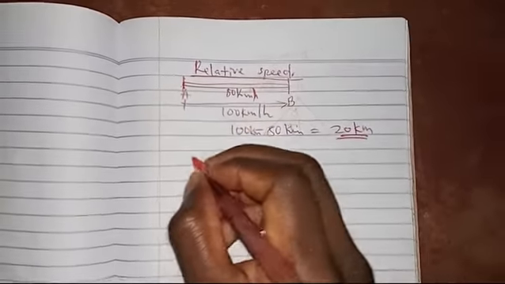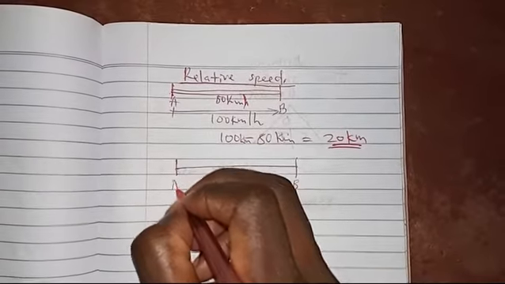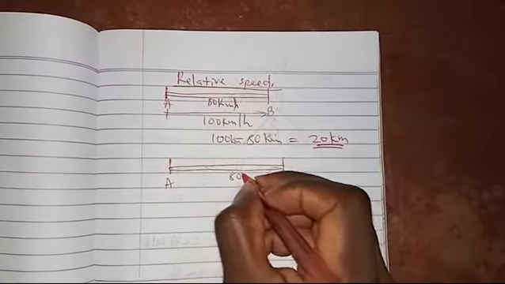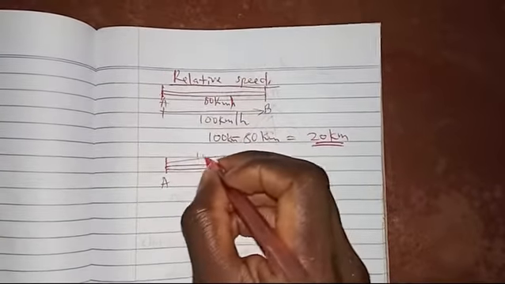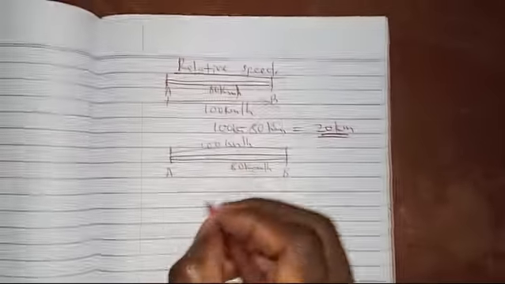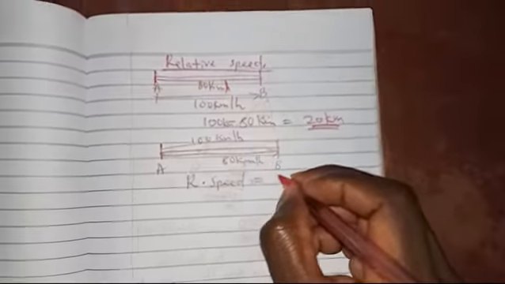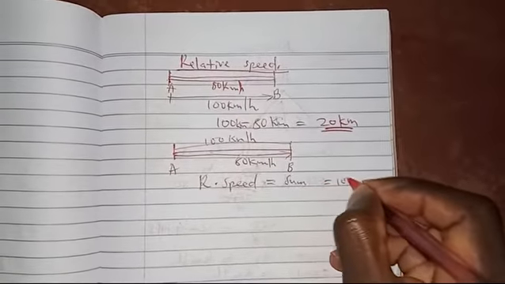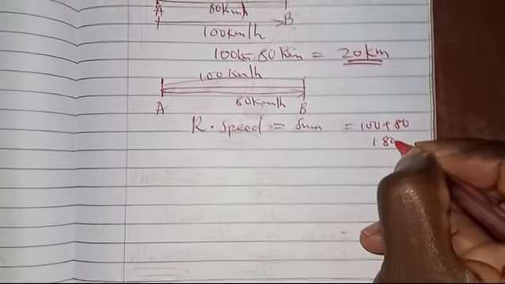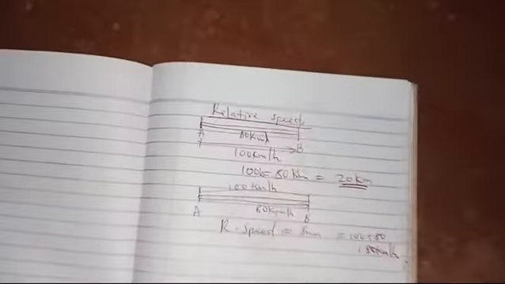Assuming the two bodies were to meet, one body is from B and the other from A. If this one was moving at 80 kilometers per hour towards B, and the other one was moving at 100 kilometers per hour towards A, then the relative speed is given by taking the sum. So the sum will be 100 plus 80, which gives you 180 kilometers per hour. Then you can be given a question like this.